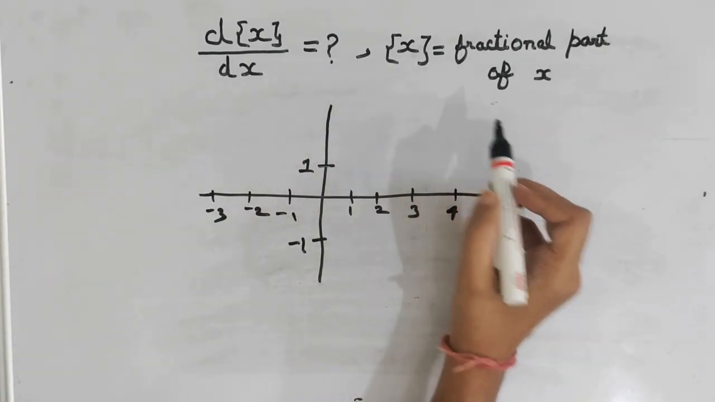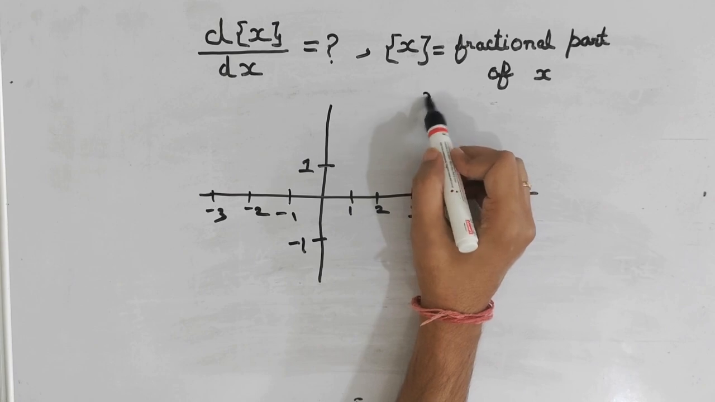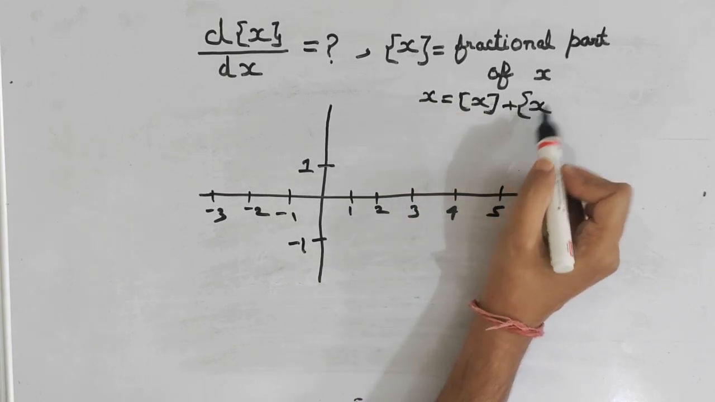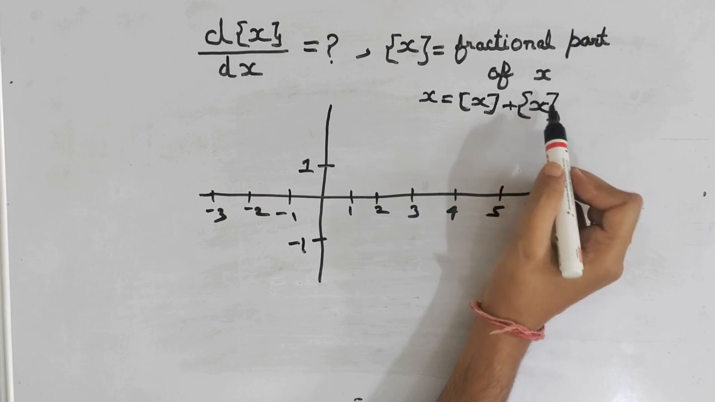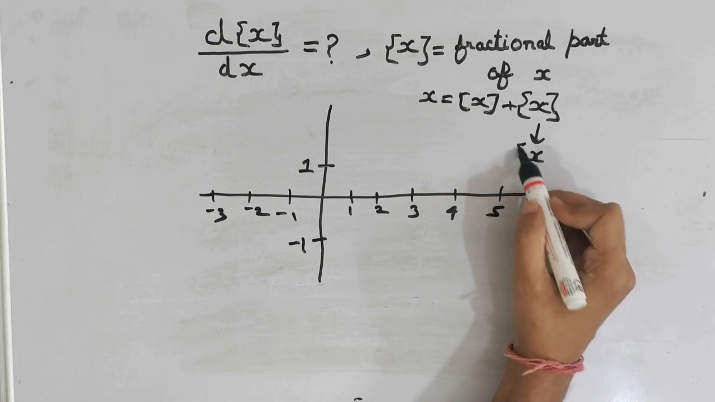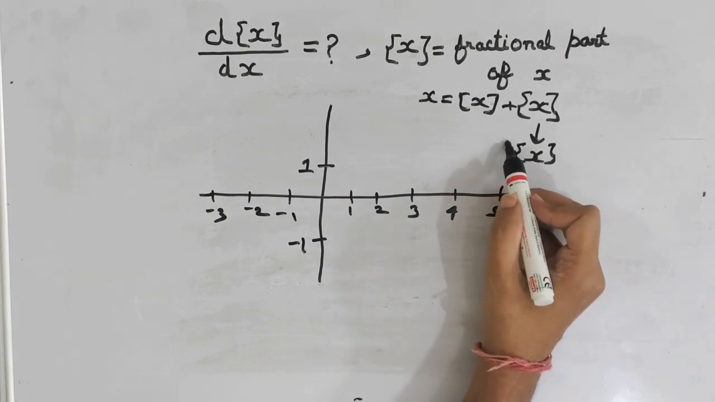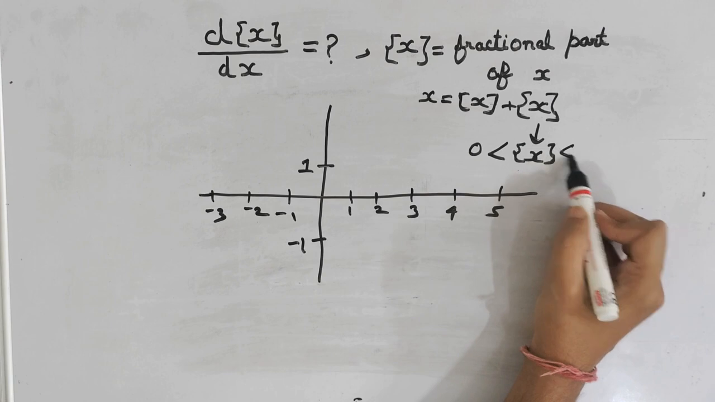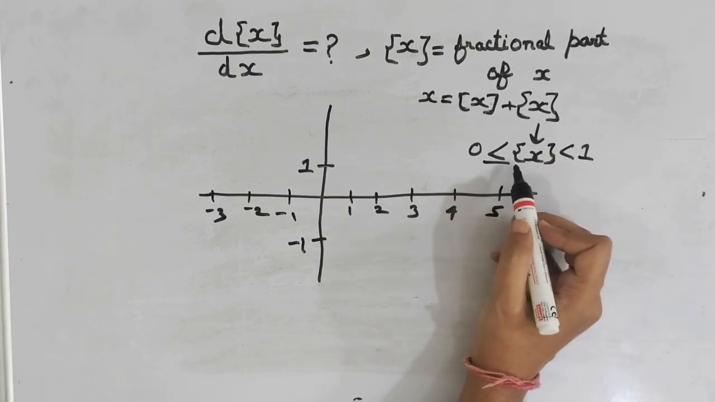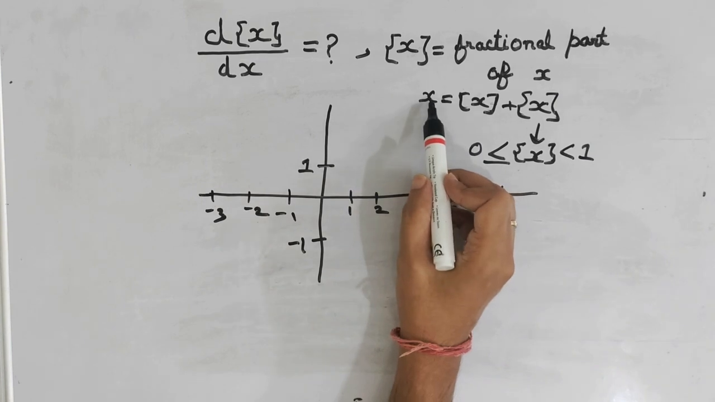So as I already told you, x = [x] + {x}. So this value, the fractional part, would always be between, what can I write here? Between 0 and 1. It can be equal to 0. When would it be equal to 0? When the value of x is an integer.